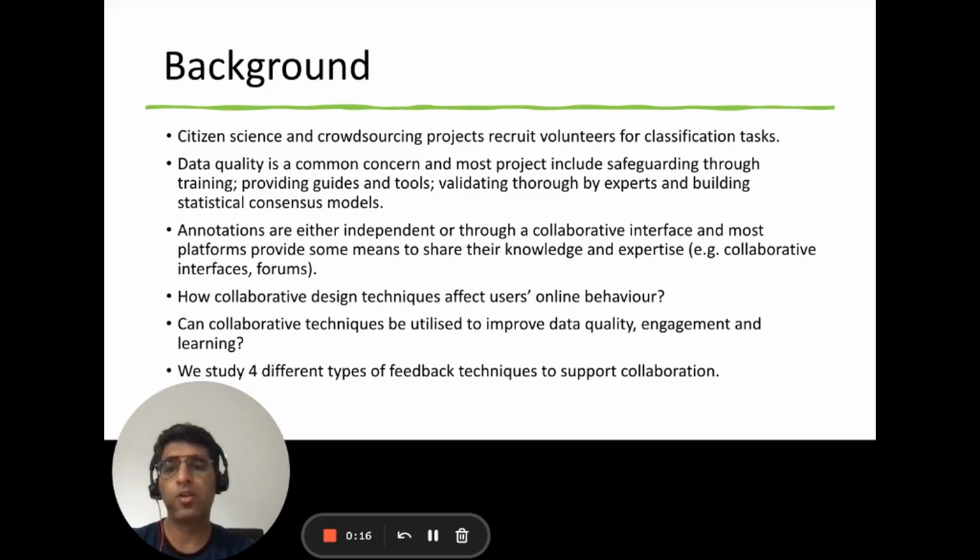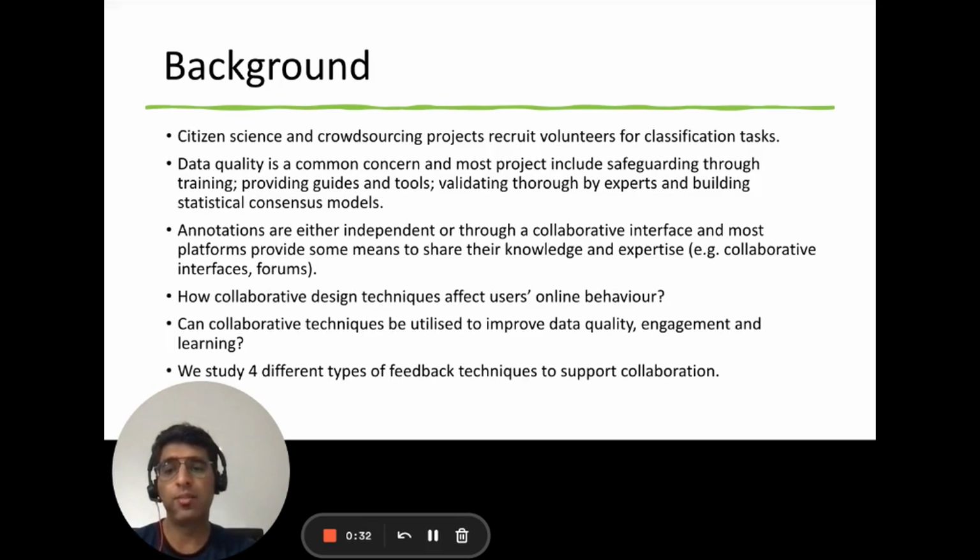Typically, multiple annotations are requested and a minimum level of consensus is expected. Annotations are either independent or through a collaborative interface, and platforms provide users a means to share knowledge, either on the task or through forums.